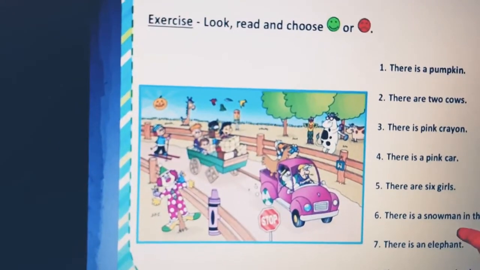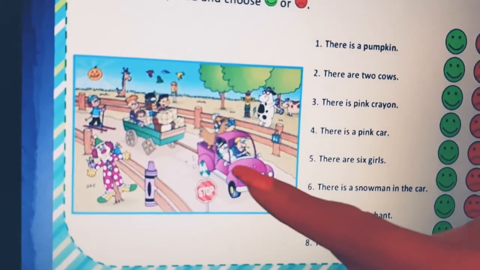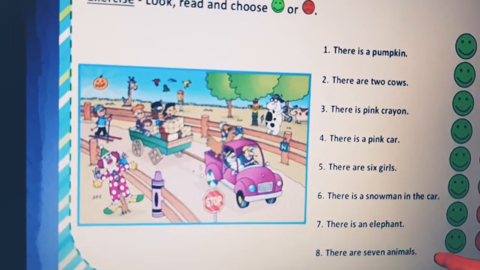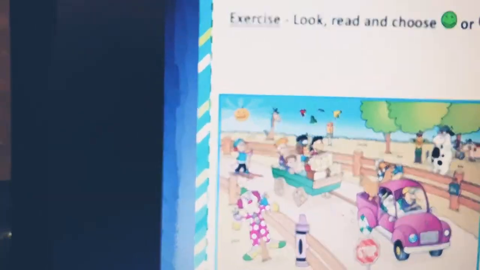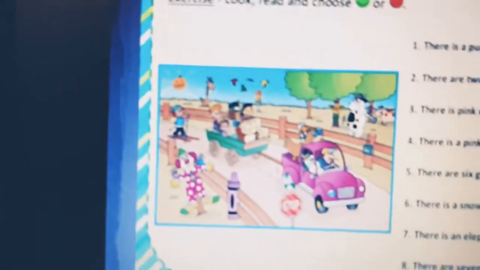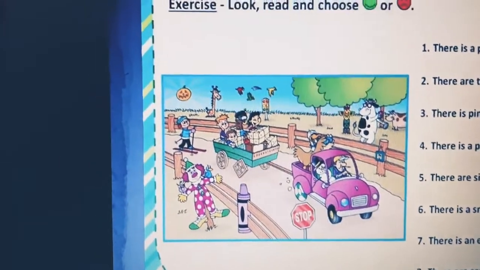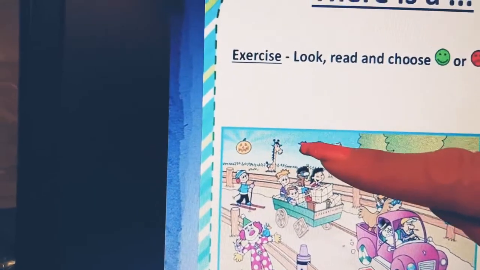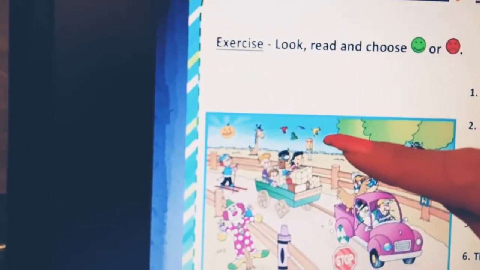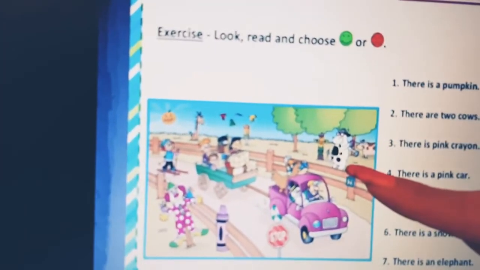Next one, there is a snowman in the car. Yes, it's here. There is an elephant. Can you see an elephant? No, we don't have an elephant. We have other animals. Okay, so next one: there are 7 animals. What do you think? Are there 7 animals? Okay, so 1, 2, 3, 4, 5, 6, 7. Oh, we had a mistake.